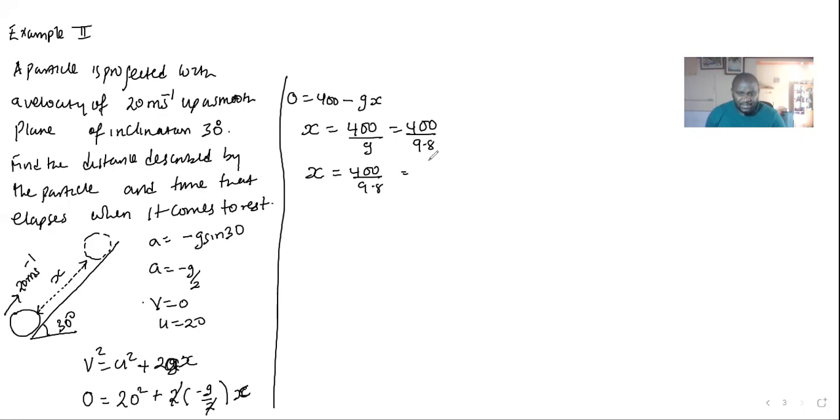We get 39 points. Not 39, it's actually more than 30. It's around 40 points. 40.8163, that is the answer. 4 decimal places. Meters. Unless they have told you to write the answer to 2 decimal places. So that is the distance.